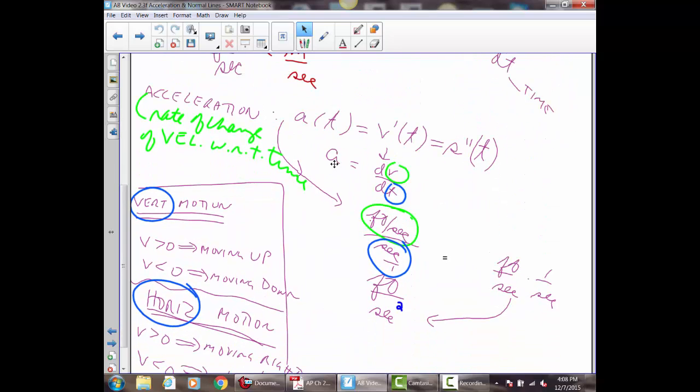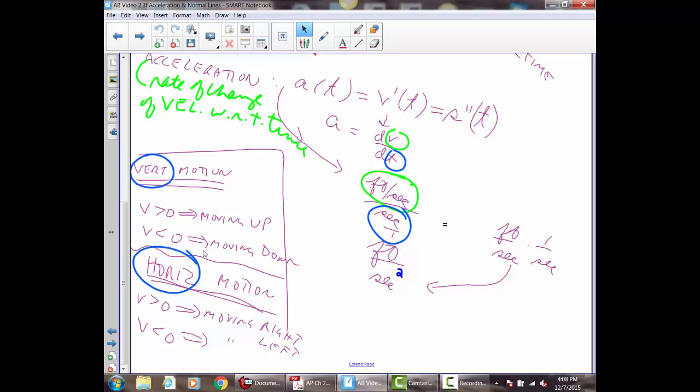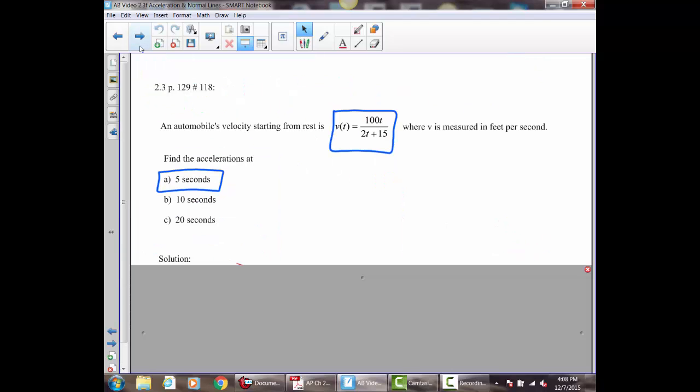Because the acceleration is a rate of change of velocity with respect to time, for example, the velocity might be measured in feet per second, the time is measured in seconds. You can either say feet per second per second, or you can say feet per second squared. This we already talked about.